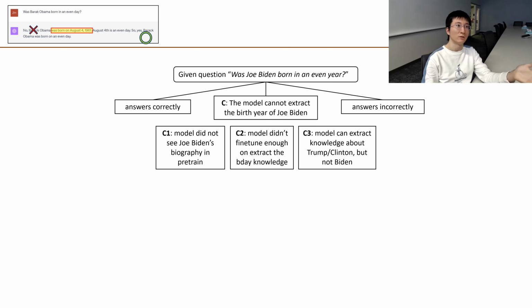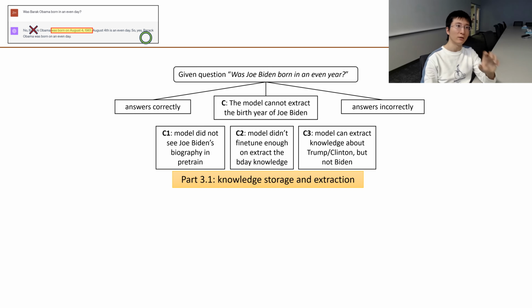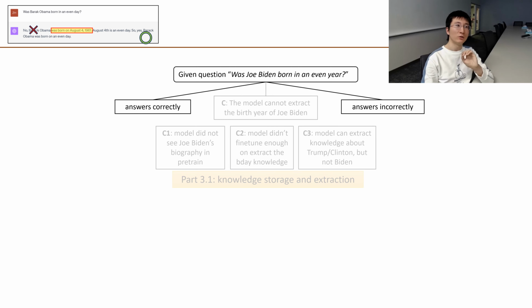And from there, there could be some other possibilities. That is, maybe the model just did not see Joe Biden's biography in the pretrained data. Or maybe the model has seen it, but the model is not fine-tuned enough to extract any birthday knowledge. Or it could be that the model can extract birthday knowledge for certain celebrities, but not Joe Biden. So we spent an entire first paper studying under what conditions the model can store and successfully extract knowledge, such as the birthday information about a person. And now suppose you're already super confident that the model can, for instance, extract birthday information about every single celebrity on Wikipedia.